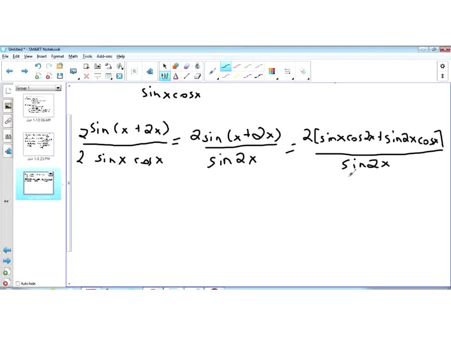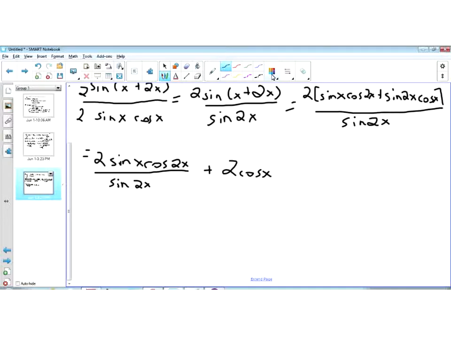Okay, and so if we split the fractions, we would have 2 sine x cosine 2x over sine 2x plus cosine x, plus that would make that 2 cosine x, right? Because the sine 2x's would cancel, so that's 2 cosine x.